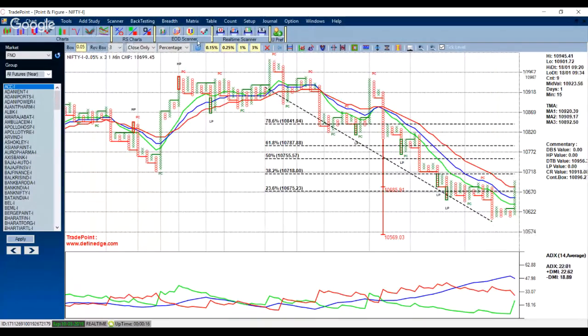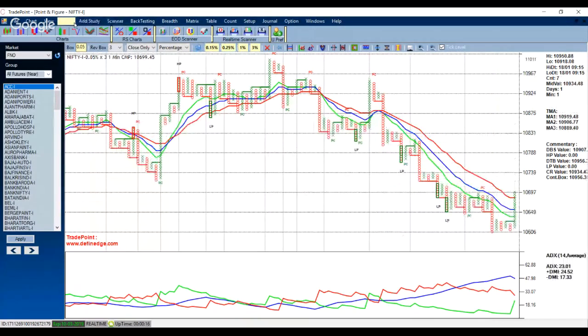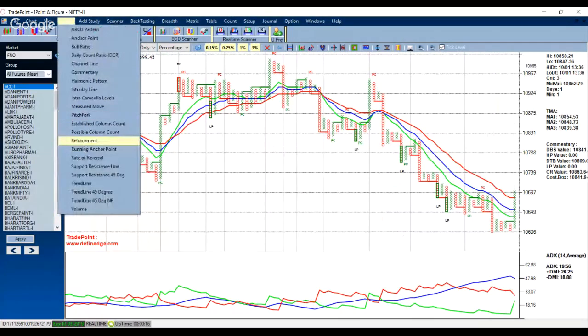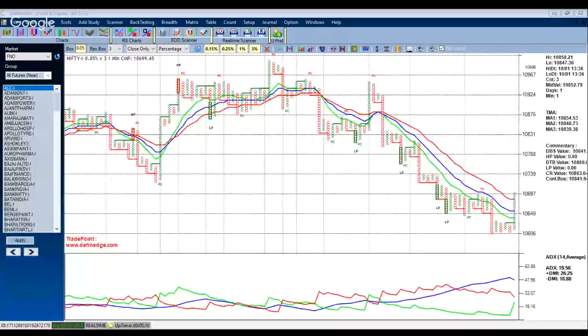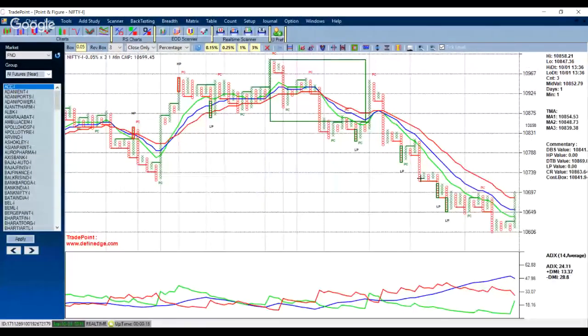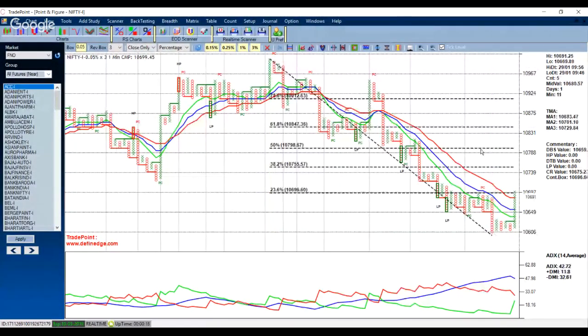I was trying to do a retracement. I did a retracement just a few minutes back on the video. So if we move up from here, probably look around these values, 10,755, 798. These are where Nifty could pause and then try to resume.